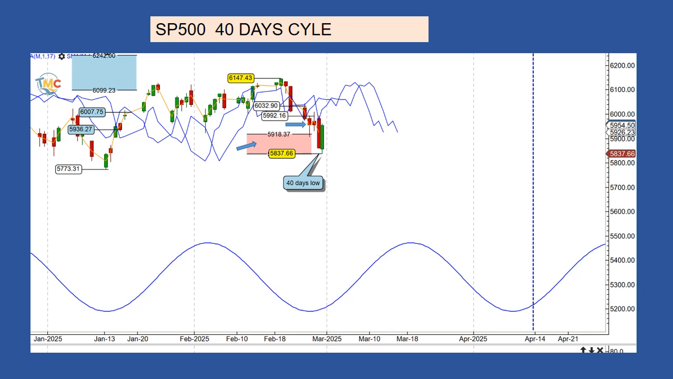With a 5,837.66 low on Friday, the SP500 was right on the bottom part of the zone. February 28th was certainly the 40 days low. If that is correct, this 40 days cycle was 46 days long, 12 days longer than its 34 days average. Like mentioned in the 20 days analysis, it seems the cycles run longer than their regular length.